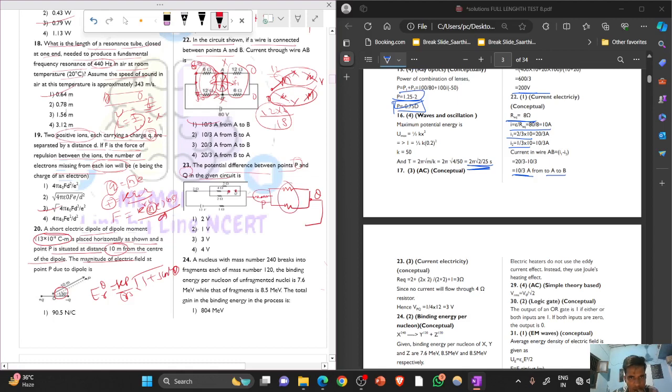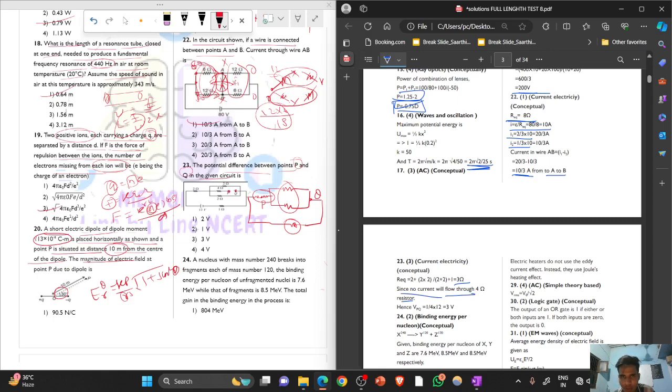These two are parallel, these two in series. So after doing that, you can calculate the R equivalent, and there is also one resistor here. So from here, you can do the R equivalent in series. So R equivalent will come out to 3. Since no current will flow through the 4 ohm resistor, as it is open, no current will flow through this.